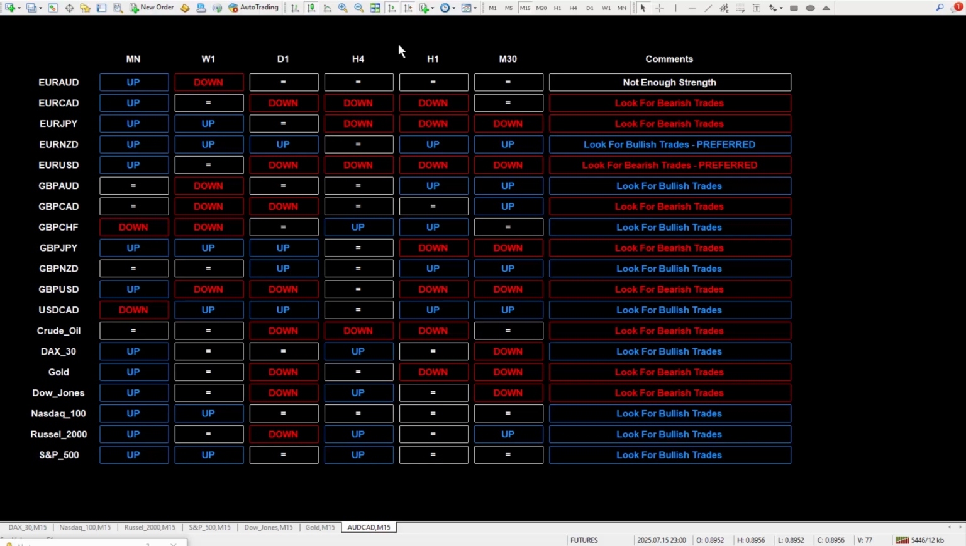Now here is my daily trade plan. It's an expert advisor. It checks from the monthly right down to the 30 minutes, does a bunch of calculations, and within the comments here it'll say look for bearish trades, bullish trades. Sometimes it'll say preferred, and sometimes it's running a bit flat or not enough strength. Now if you're trading without any kind of a daily trade plan, well, that's one good reason why you are still struggling. If you have any questions regarding this daily trade plan, you can look right below this video. There's a write-up on it, and of course you can always get in contact with me.